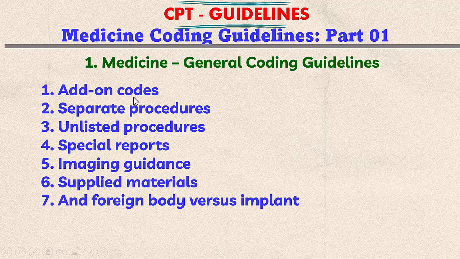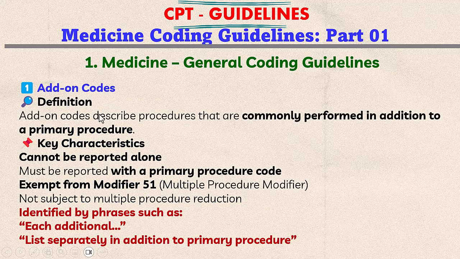We will cover add-on codes, separate procedures, unlisted procedures, special reports, imaging guidelines, supplied materials, and foreign body versus implant. Let's begin. Let's start with add-on codes. Add-on codes describe procedures that are commonly performed in addition to the primary procedure.